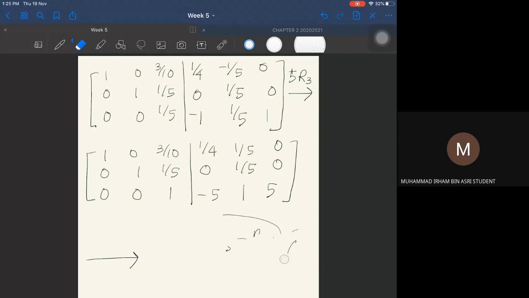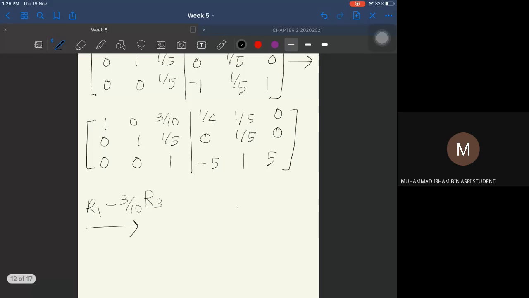Okay, so caranya ialah row yang kita nak ubah adalah row yang pertama. So that is plus 3 over 10, so you will have minus 3 over 10 R3. Okay. And the second operation will be root 2 minus 1 over 5 R3. Okay.